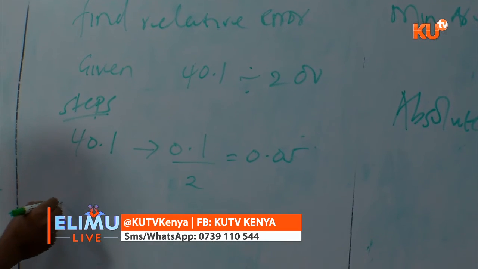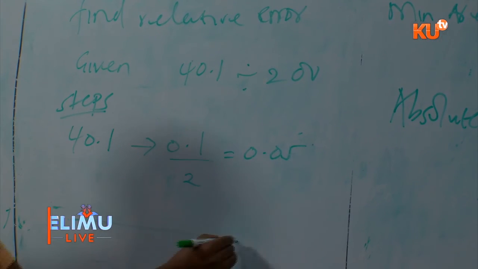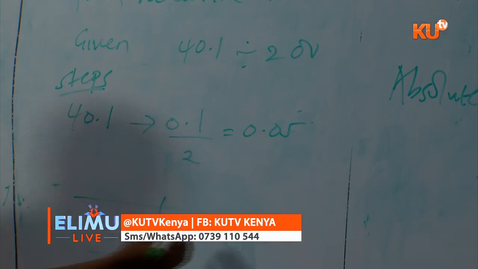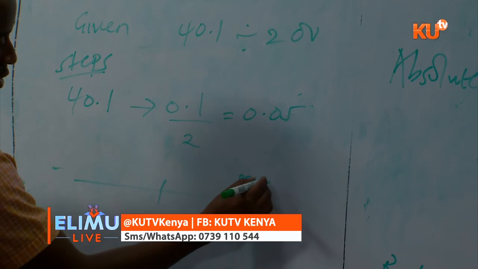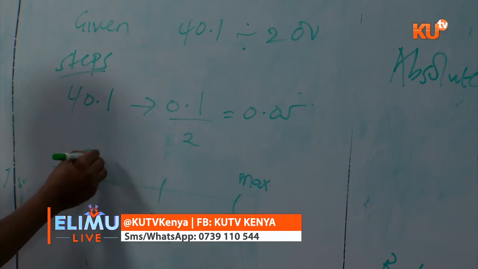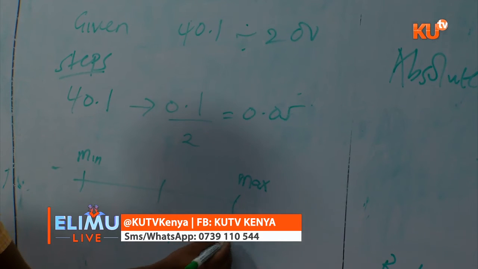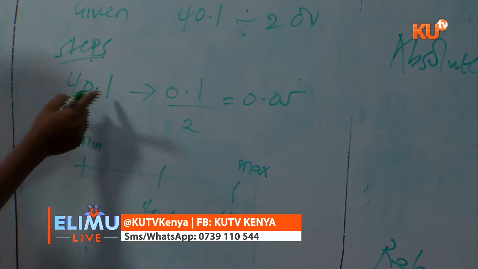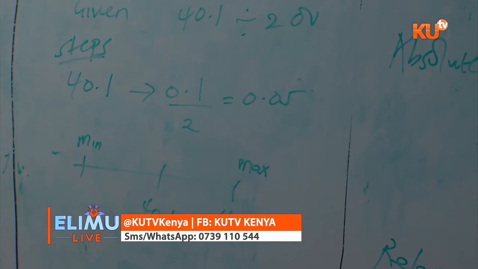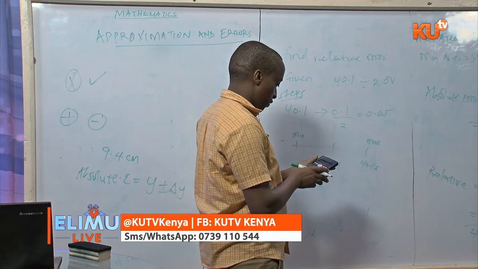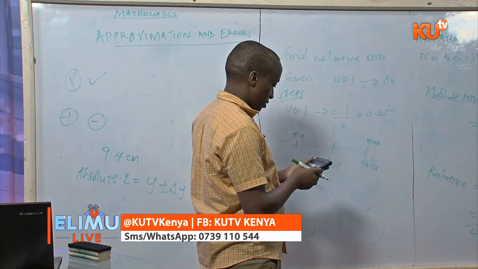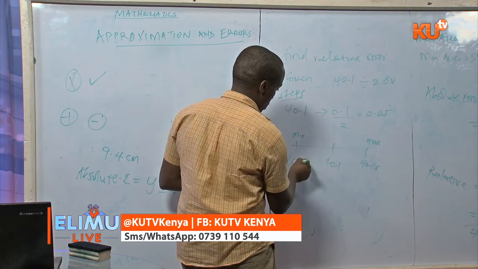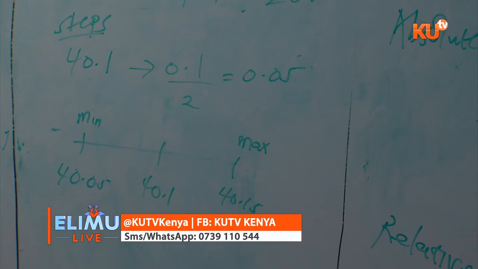For the other one, the maximum and minimum, if this is 40.1, the maximum limit will be 40.15, and the minimum, you minus 0.05 here. It will be 40.1 minus 0.05, you get 40.05.